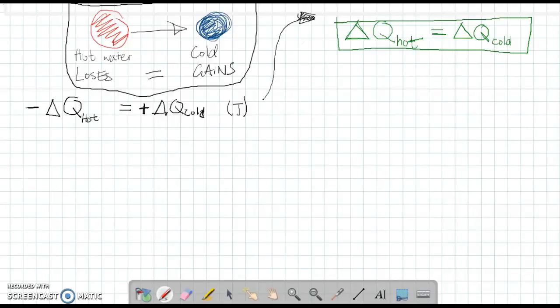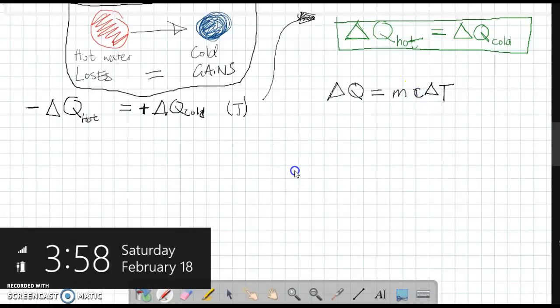let's substitute in the relationship that we know between heat and specific heat capacity. Sorry, my computer's really laggy at the moment. Specific heat capacity. Okay.